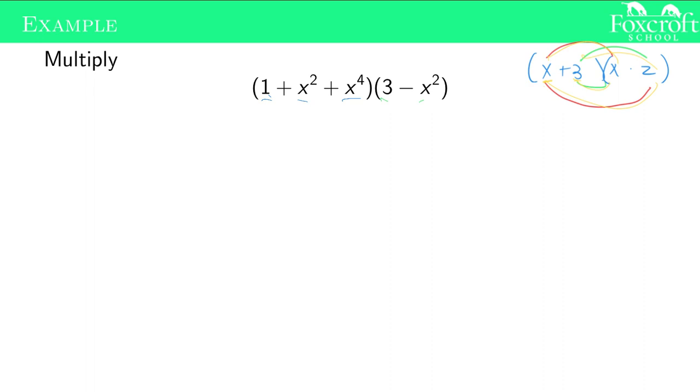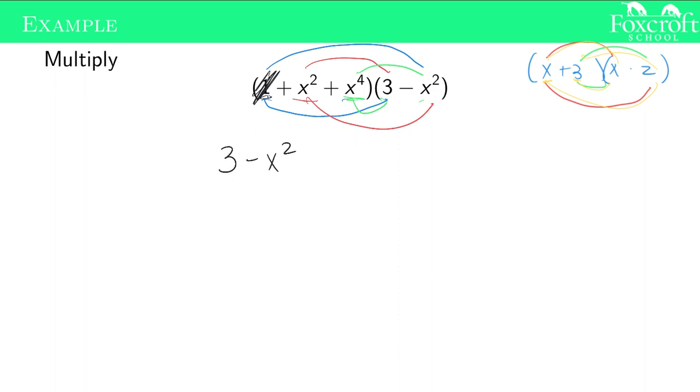This 1 has to go to both these terms. This plus x squared needs to go to both these terms. And this x to the 4th needs to go to both those terms. So really we're just doing foiling on a larger scale, make sure every term goes to every other term. So I normally just start at the first one, 1, and I'll do 1 times 3 and 1 times negative x squared. Then I won't normally do this, but just to show what's happening, I did that one and multiplied both by 1.